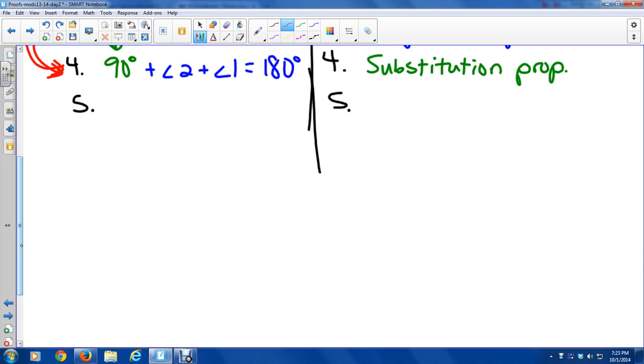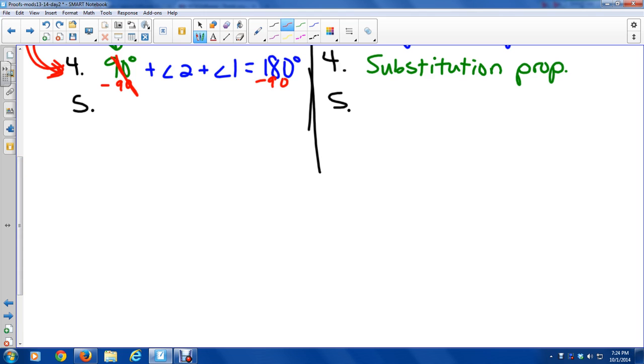I can't combine them unless they're the same. So I've got 90 on the left. I've got 180 on the right. I also have my variables, my angle 2 and angle 1 on the left. What if I subtract 90 from the left and 90 from the right? I'm thinking I might simplify my equation a little bit.